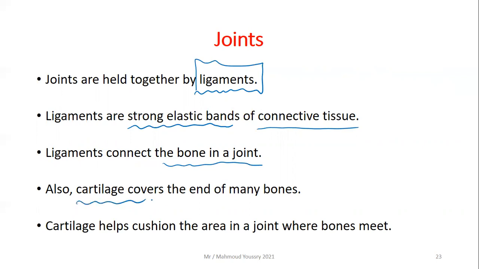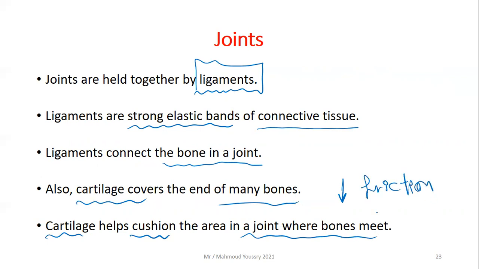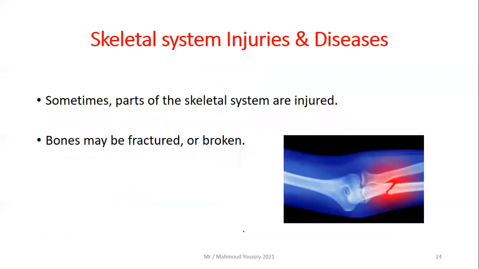Also, cartilage covers the end of many bones. Why are the ends of many bones covered in cartilage? Because the cartilage helps cushion the area in a joint where the bones meet, to reduce the friction between bones.